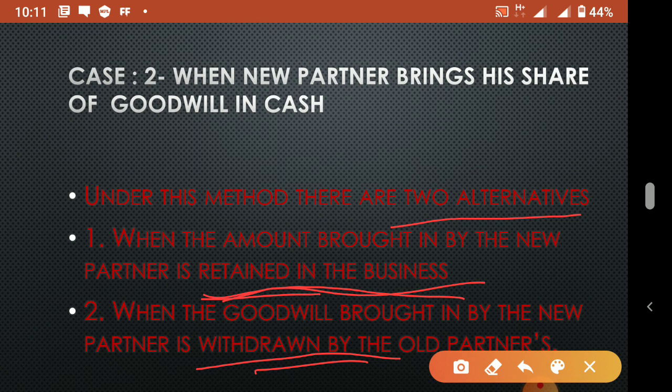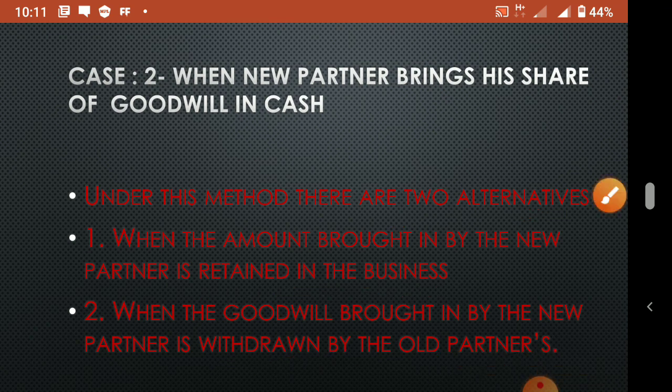So if they want, they can take away 10,000. So of course that 10,000 will come on the debit side also. So when they distribute, it will be on the credit side, and when they take away the money, it will be on the debit side. Okay. So journal entry we will discuss. So this is the case.